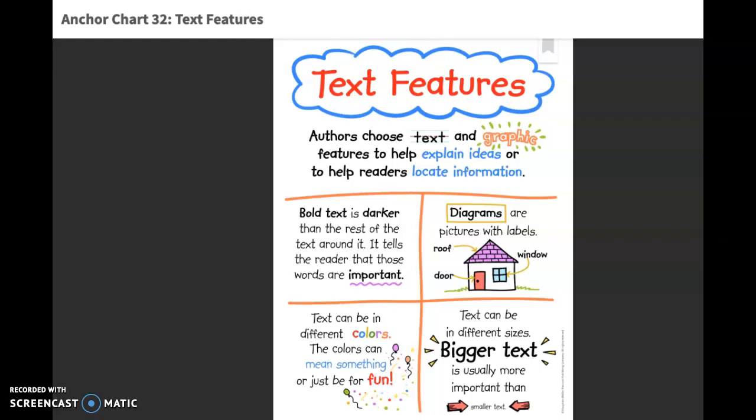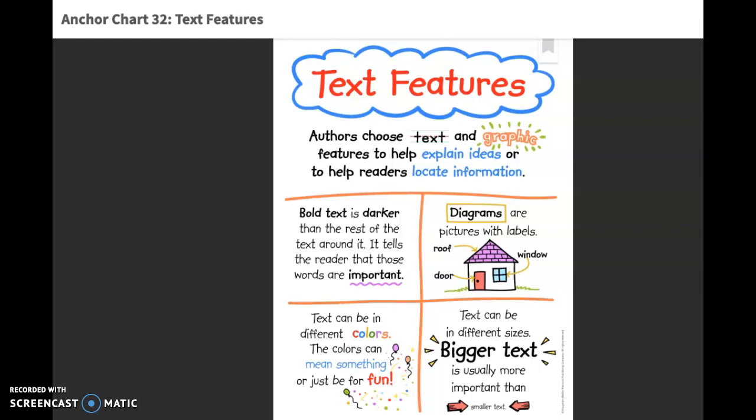Bold text is darker than the rest of the text around it because it tells the reader that the words that are in bold text are important. Think about real life. For instance, at a stop sign, the word stop is bolded in white letters to emphasize to a driver to stop at that traffic intersection.